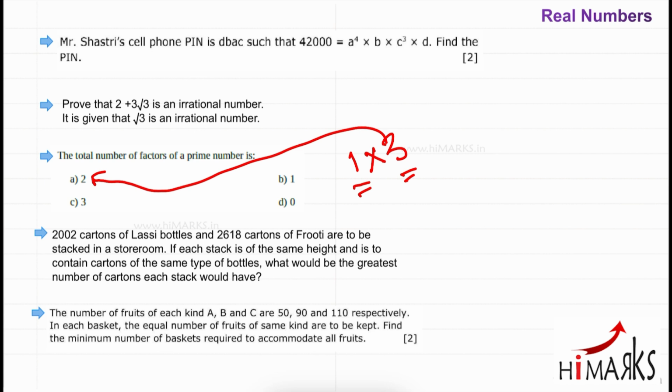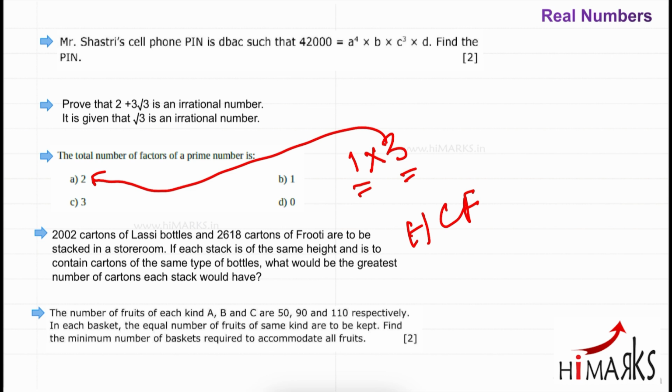Next one is again a word sum. 2002 and 2618 cartons can be stacked to the same height. You know that when we are trying to find the greatest common factor between these two numbers, this is an HCF problem. You have to find the HCF, and that will be the answer. That is the number of bottles you can stack together. That will be the common factor, divisible into both the numbers.